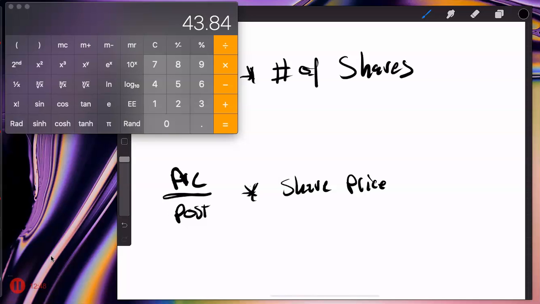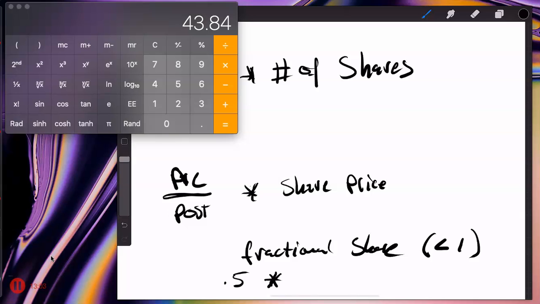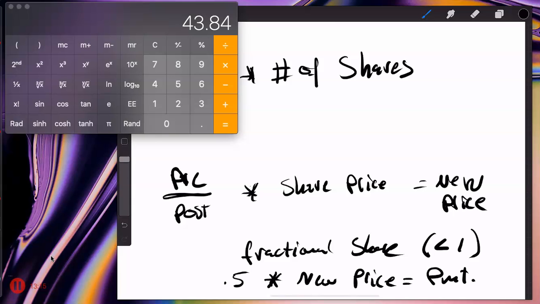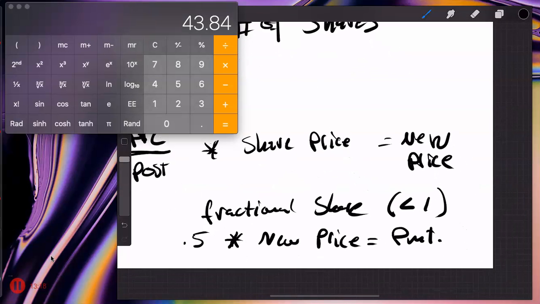And then from there we just say, if we have a fractional share, anything less than 1, so in our example we had 0.5, we multiply that by the new share price after the split. And that equals a payment that's made to us. And then we have the new number of shares, whatever it is. If it's a split, then we have more. If it's a reverse split, then we have less. And that's really this lesson.